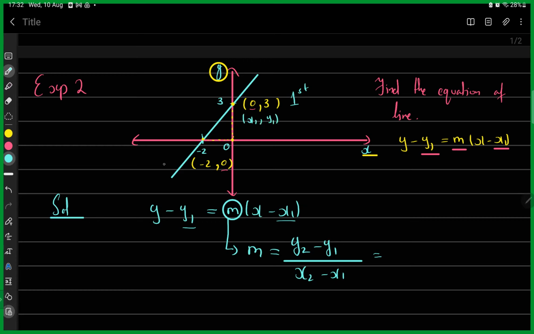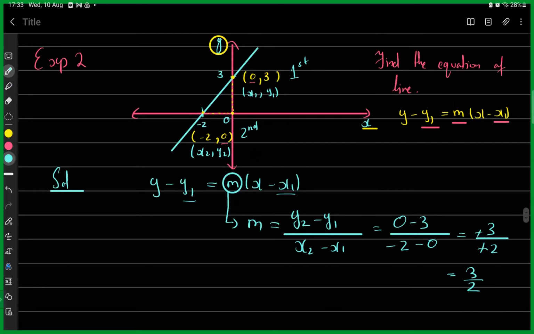If I think about this as my second point, this would be x2, this would be y2. So it's y2 minus y1, so it would be 0 minus 3 divided by x2 minus x1, minus 2 minus 0, and the gradient is going to be -3 divided by -2. Minus and minus would be cancelled, and I would be left with 3 by 2. So m turned out to be 3 by 2. M is basically the slope.